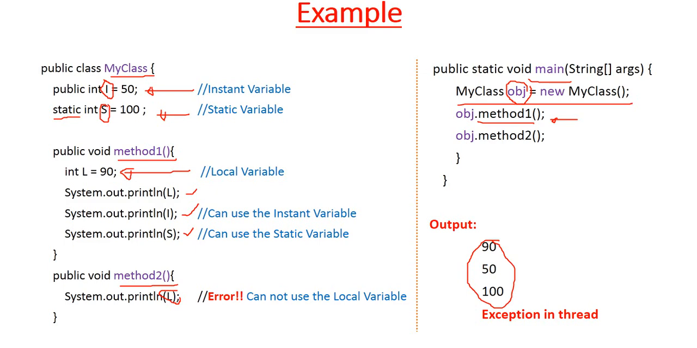The value of L is 90, the value of I is 50, and the value of S is 100. And then when we access method 2 with the help of the reference variable, it will go to method 2 and try to print the statement, but as we said, it is a local variable and it cannot be accessed, so we will get a message like this, exception in thread. So this is the way the local variable, instance variable, and static variable are declared, and how they are accessed. So I guess we all understand how they act and how they are used.